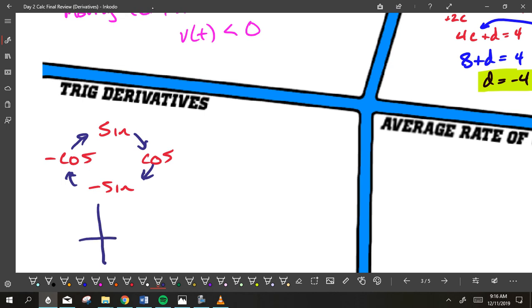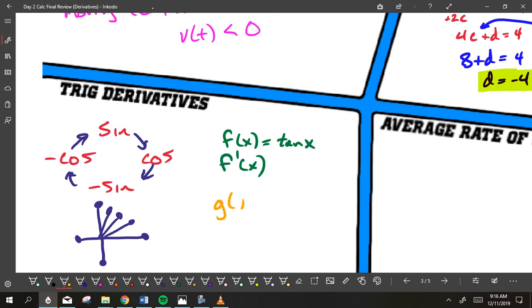You need to know your basic trig. I'm not going to go through them right this second, but you need to know pi over 3, pi over 4, pi over 6, and the 4 major axes specifically. If you don't know those, you don't know any trig. And then you also need to know, if f of x is equal to tangent, what would f prime be? And if g of x was equal to secant x, what would g prime be? Talk with your neighbor real quick. Come up with those two.